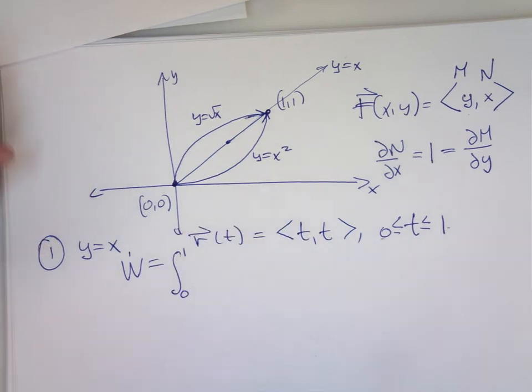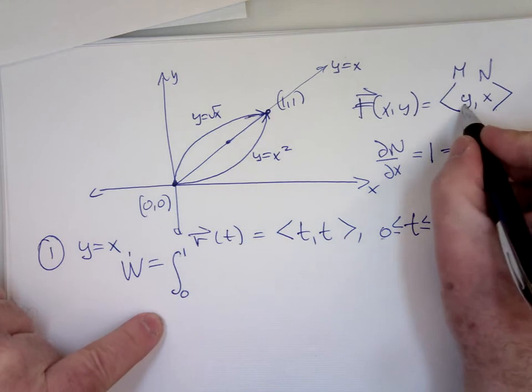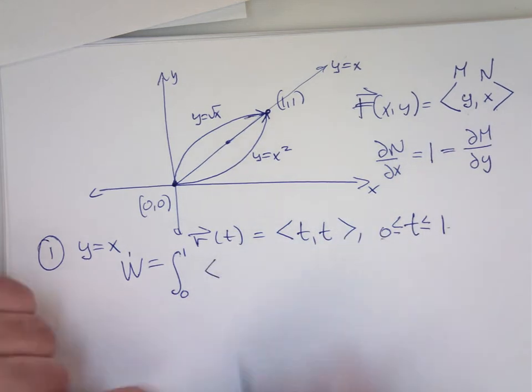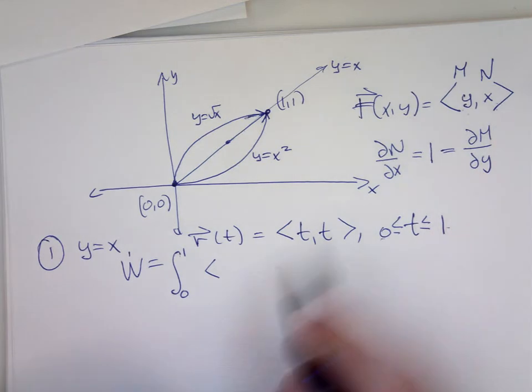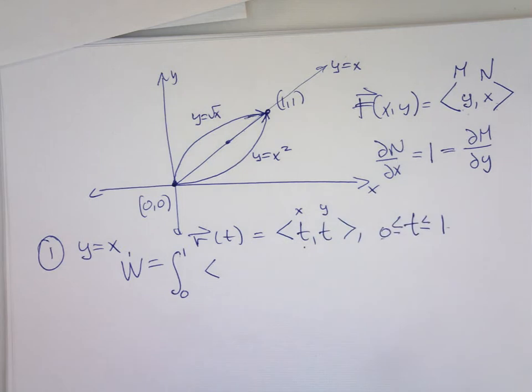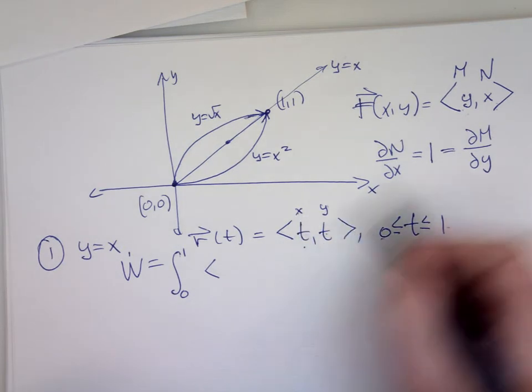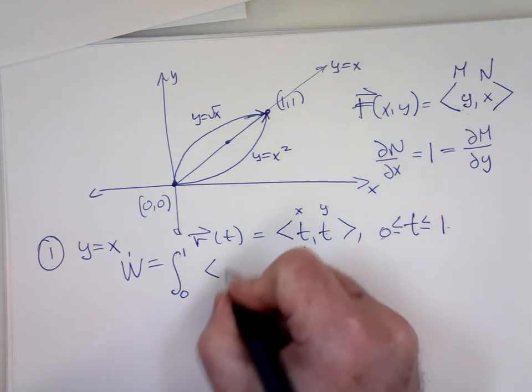T is going from A to B. Our vector field here is yx, but it has to be in terms of t. Where do we get the values for y and x? You take them from the path. This is x, this is y. X is equal to t, y is equal to t. So our field becomes t, t.